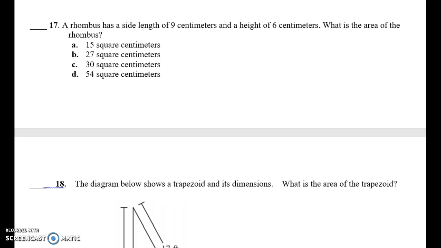Number 17. A rhombus has a side length of 9 centimeters and a height of 6 centimeters. What is the area of the rhombus? A. 15 square centimeters. B. 27 square centimeters. C. 30 square centimeters. D. 54 square centimeters.